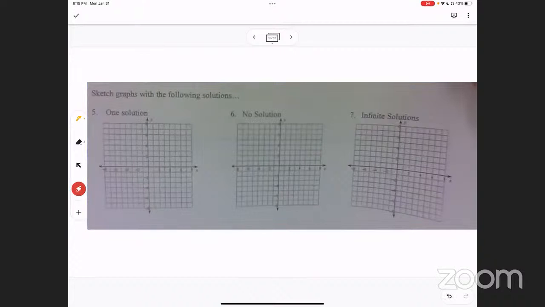Sketch graphs with the following solutions. So what would I do for number 5? For the one solution, wouldn't you just make it so you draw 2 lines and then they intersect at one point? So like if you draw a line between like y, 6, and 4. See what I did? You see my screen still? Yeah. Okay. How about number 6? What should I do?